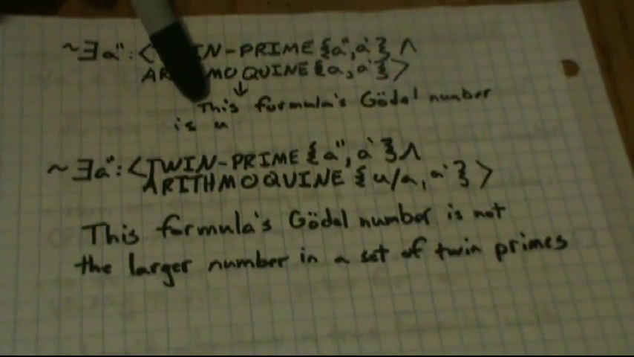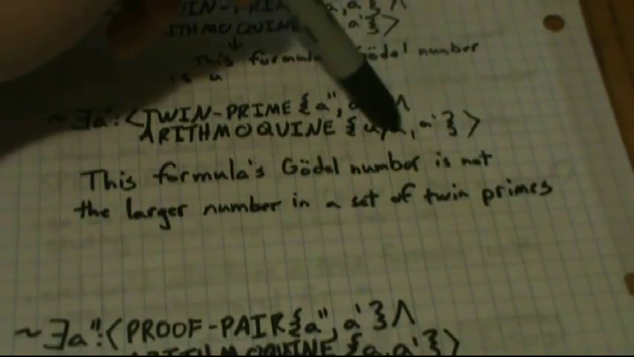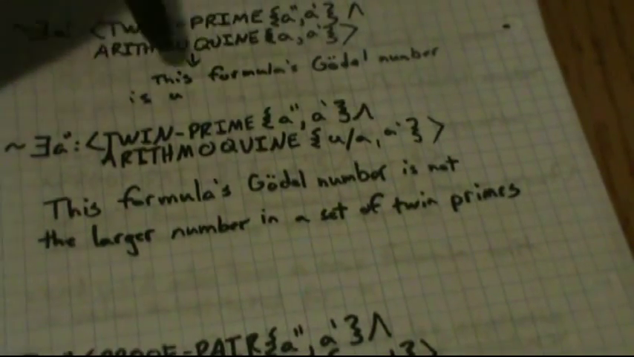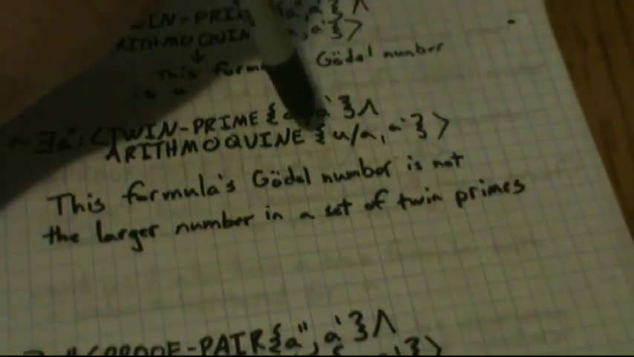Then this formula's Gödel number we'll call u, as we've been doing. Let's use u as the number that we are going to start out with. So we take this number, u, then arithmoquine it.